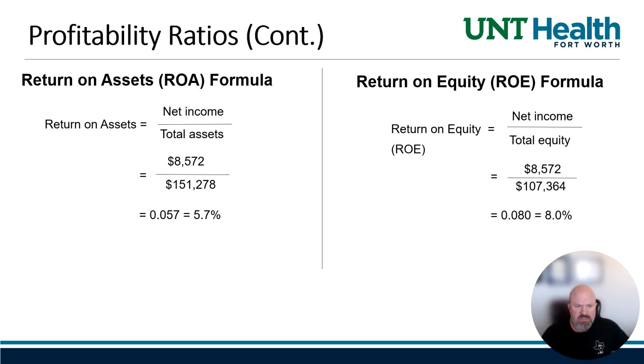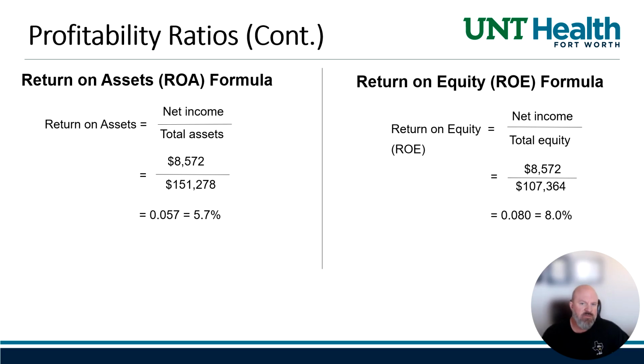Return on assets formula, that's your net income divided by your total assets. For Riverside, it's going to be 5.7%. So all of your income divided by the total value of all of your assets. What that tells us is, are we making enough money on the assets we own? Or are we making good income and revenue on the assets that we own?